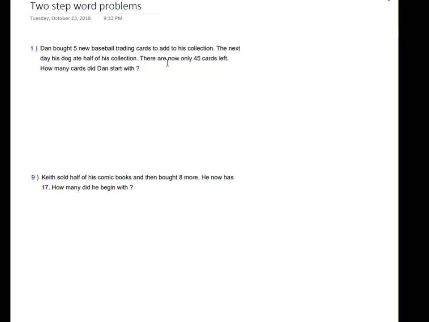Dan bought 5 new baseball trading cards to add to his collection. The next day, his dog ate half of his collection. There are now only 45 cards left. How many cards did Dan start with? So let's write down what we know.